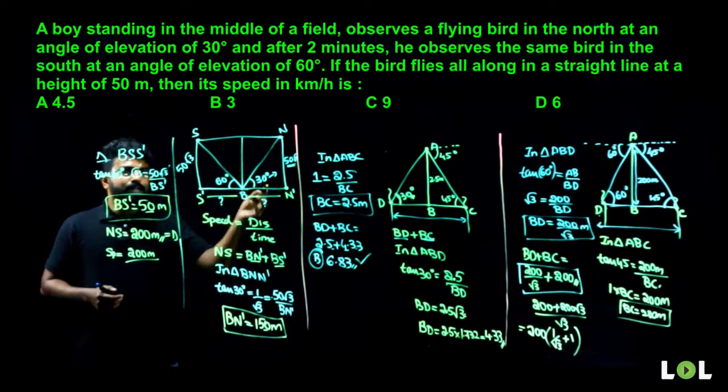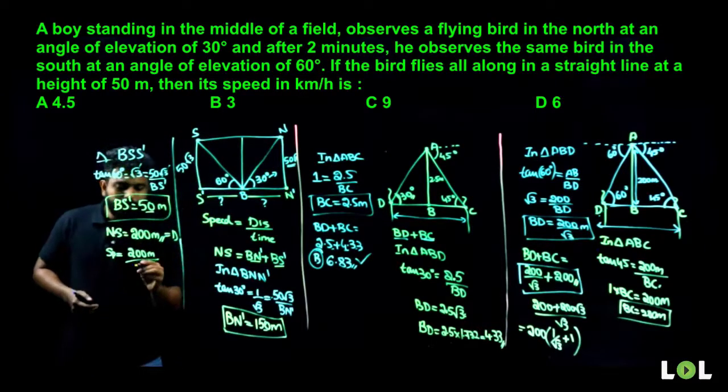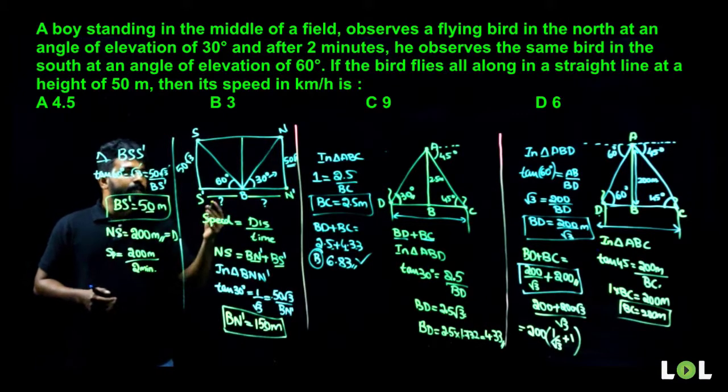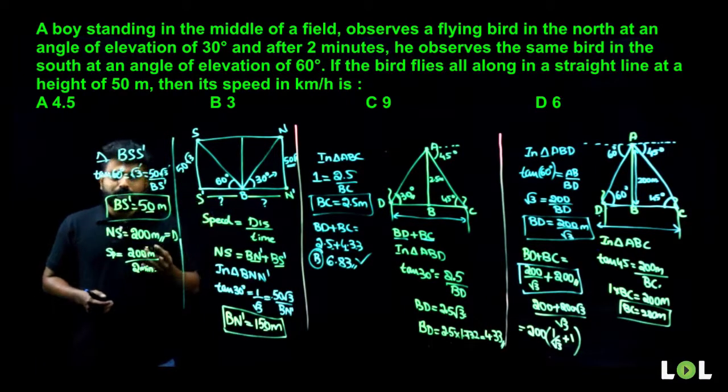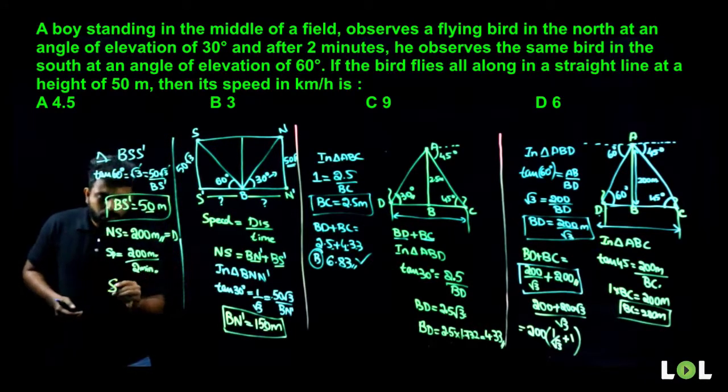So what is the time that they have given? The bird takes 2 minutes to travel from N to S. So my time here will be 2 minutes. But they're asking for the speed in terms of kilometers per hour. So what do we need to do? We need to convert this meters into kilometers and this minutes into hours. How do we do that? How do we convert meters to kilometers? We divide by 1000.